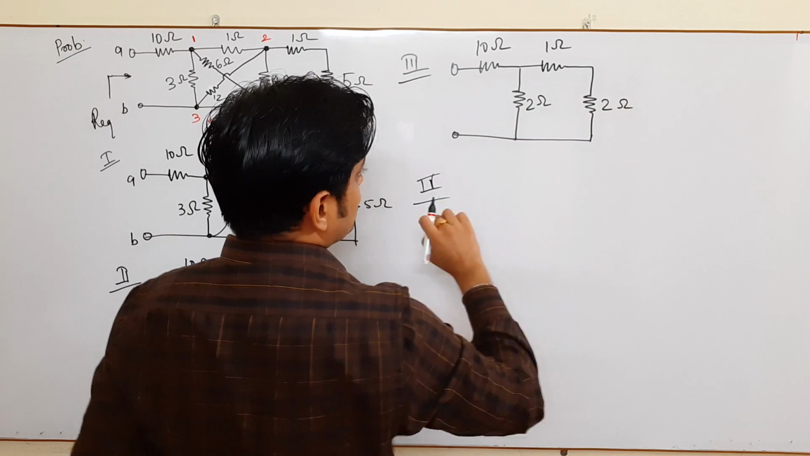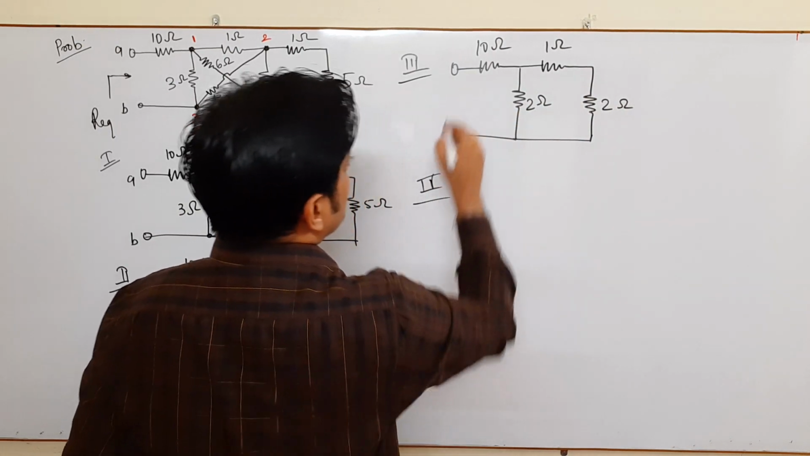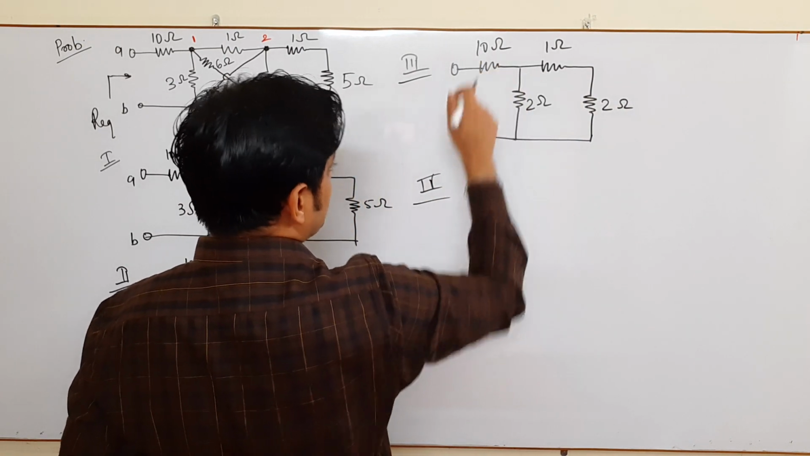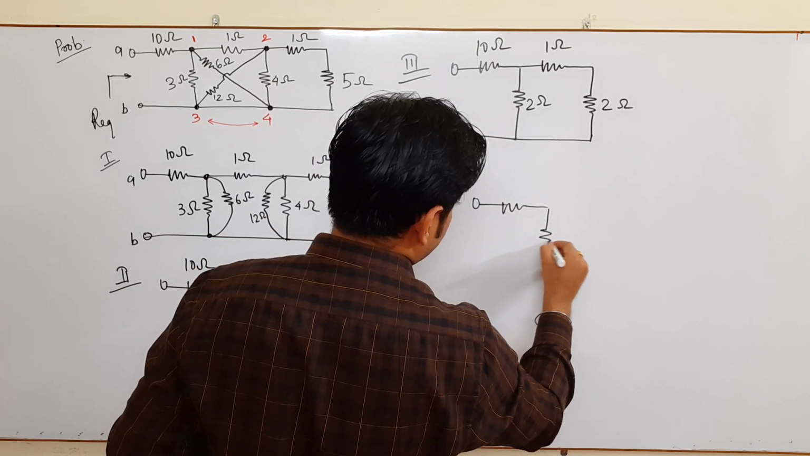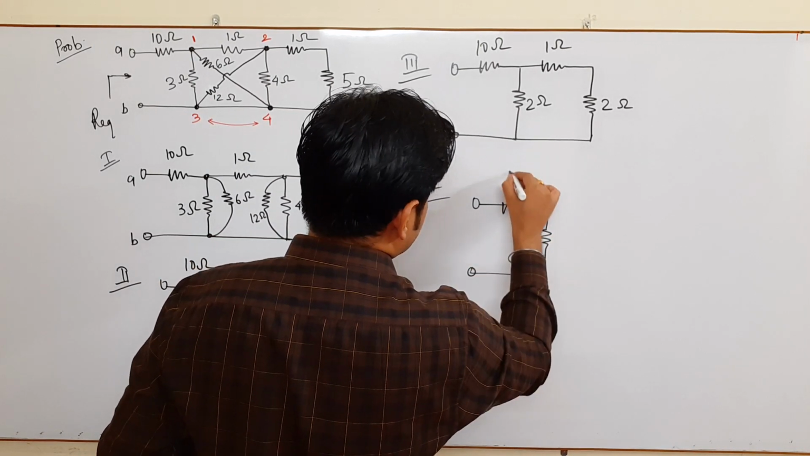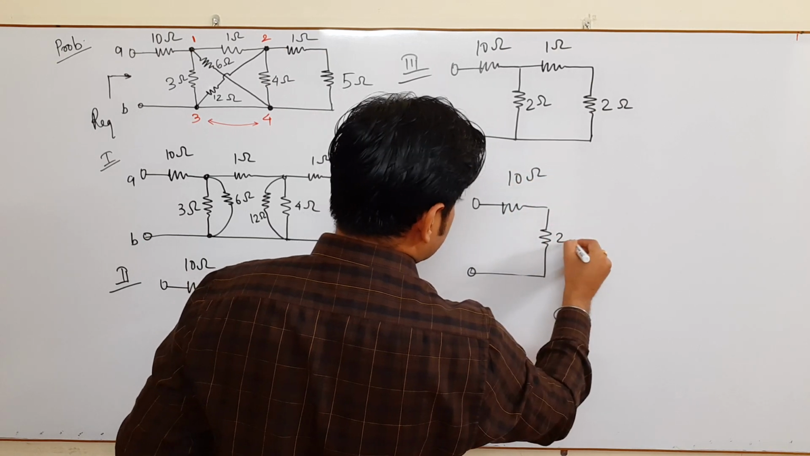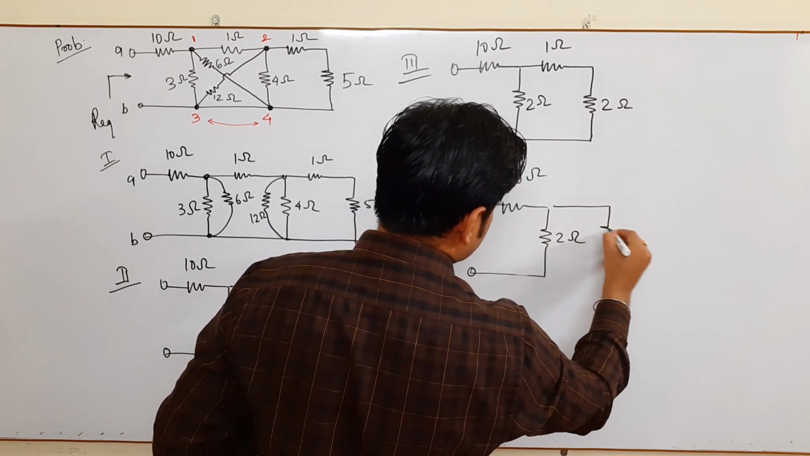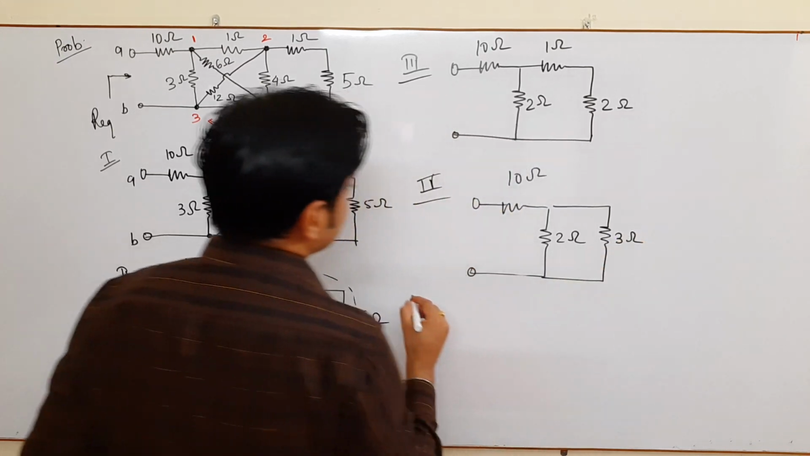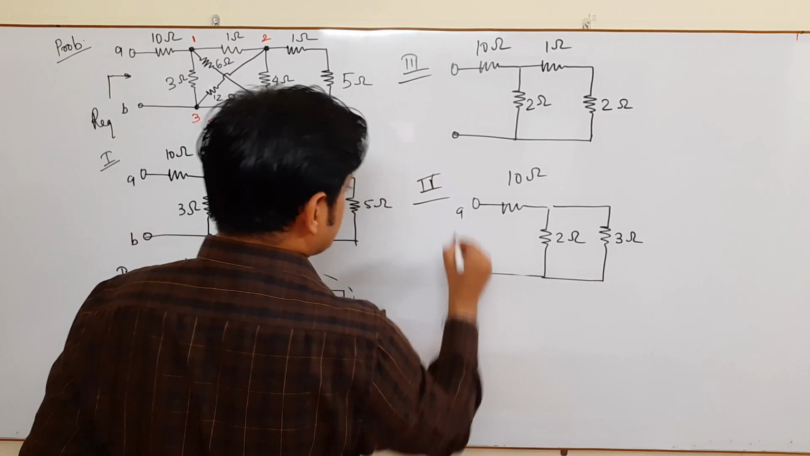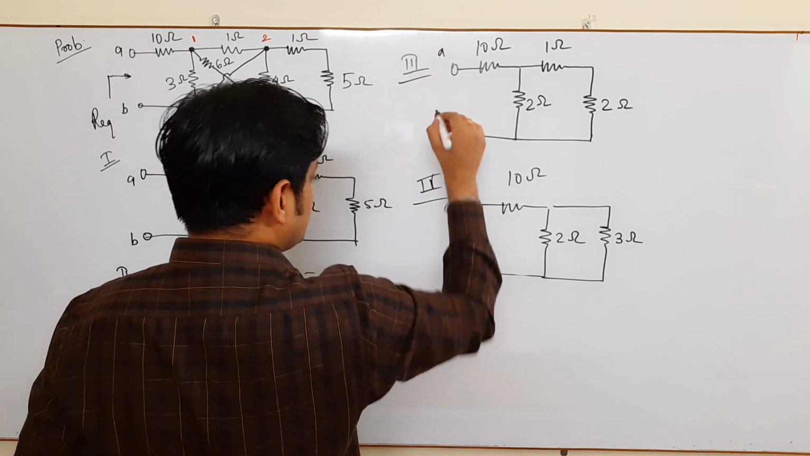This 2 plus 1 comes to be 3, and this 3 is parallel to this 10 ohm. So once again I will draw this. That comes to be in this fashion. This is your 10 ohm, this is 2 ohm, and this resistance comes to be again 3 ohm. These terminals again as A, B.